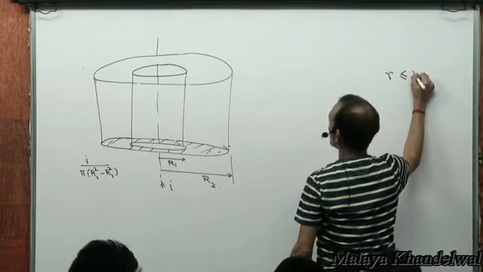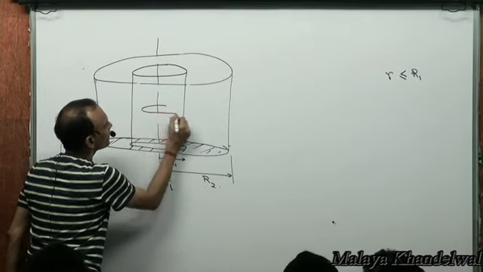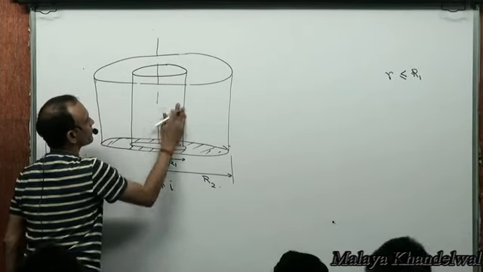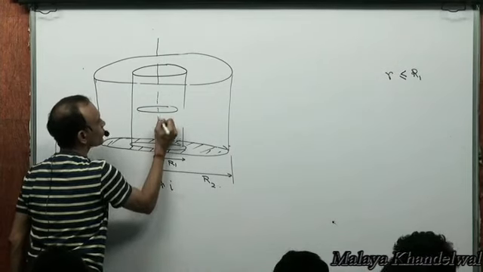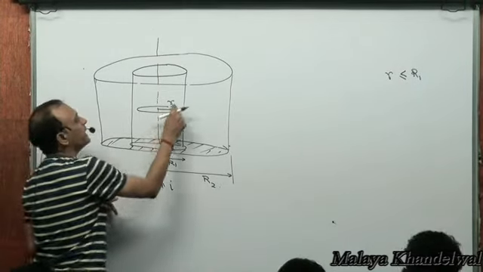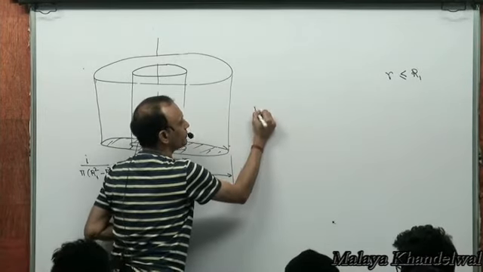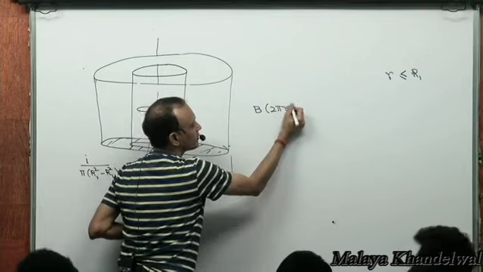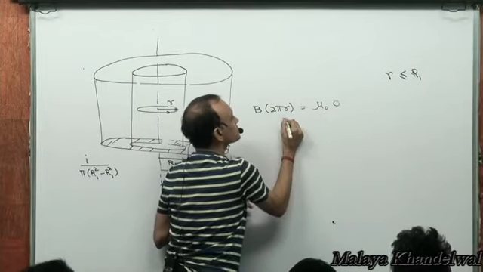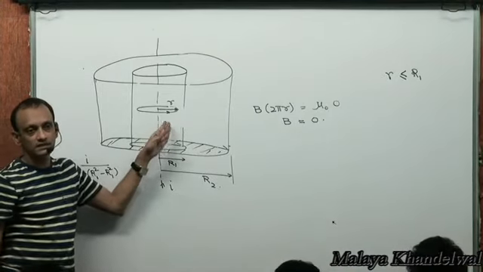in the hollow region, that means for r less than or equal to r1, very simple. If I look at an Amperian loop this way, of radius small r, then from symmetry, B at every point is going to be the same, and I circulate the loop like this. Then the sum of all the B dot dl is going to be B into 2 pi r. That's going to be mu naught times the I enclosed. I enclosed is 0. So that gives me B equal to 0 for r inside the hollow region.